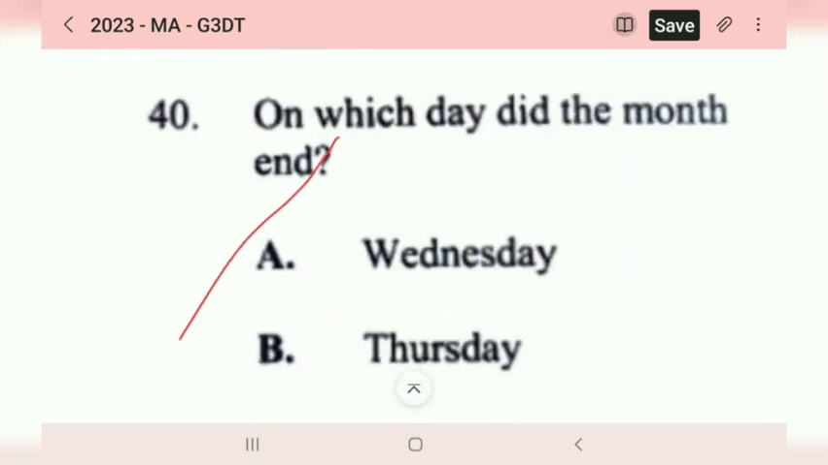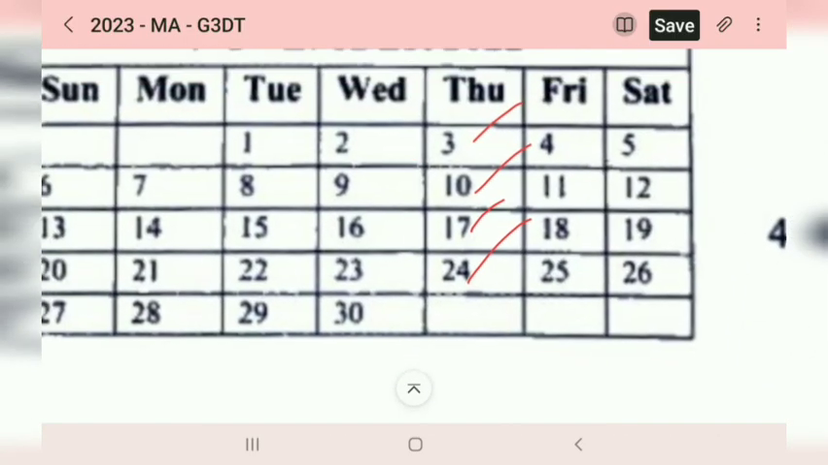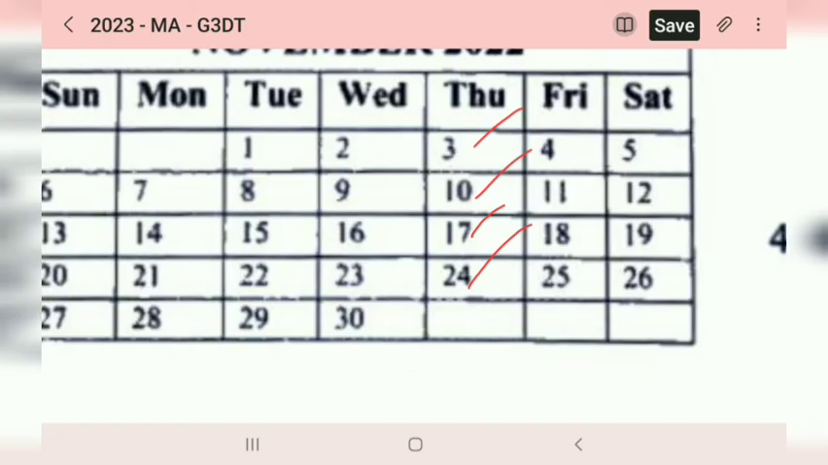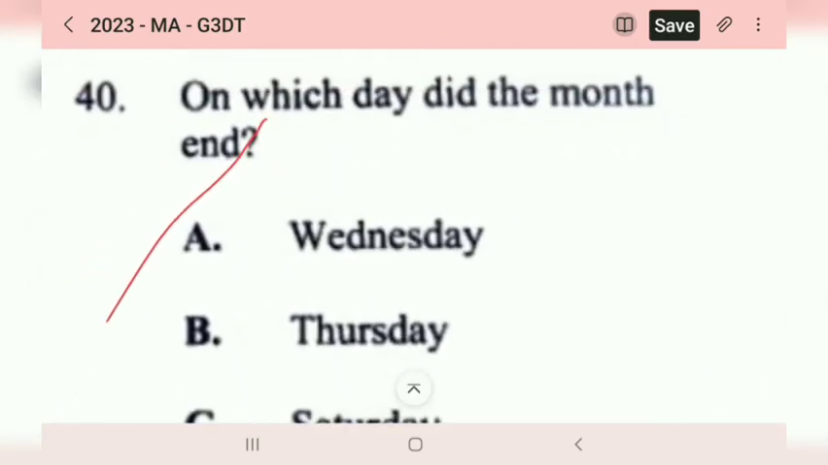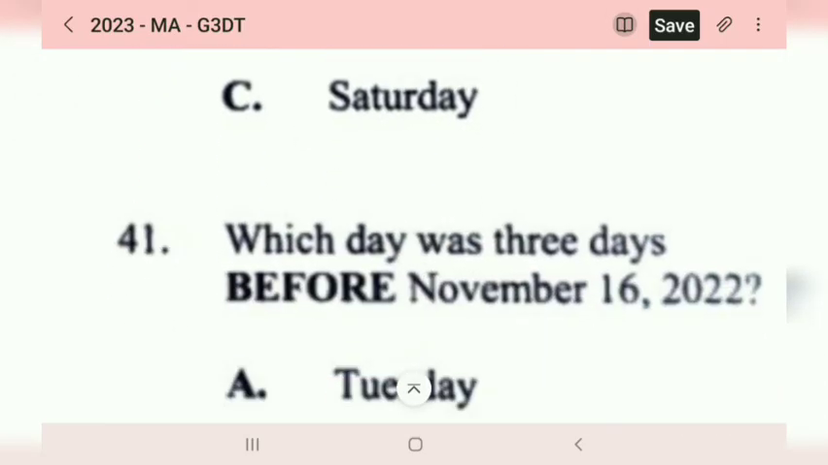Number 40. On which day did the month end? Girls, you're going to tell us this one. Look at it. Where is the end? Which date is the end date? 30. And that's on a Wednesday. I said girls should tell me, here I am. Anyways, I'm a girl. So it's at A. November 2022 ended on a Wednesday.